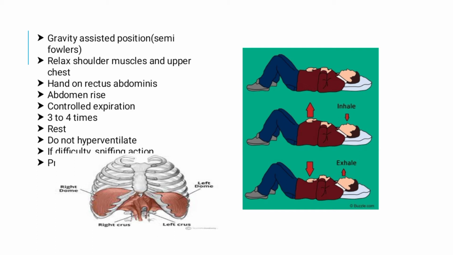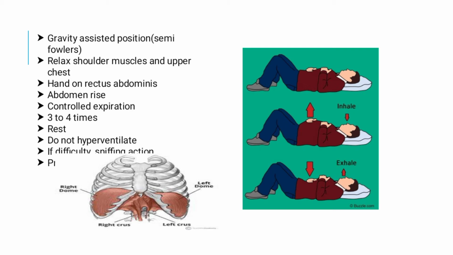Initially, when you start with this, the patient won't be aware or won't be able to do this with the diaphragm. Later on, as the therapy session progresses, the patient will be able to control the diaphragmatic movement. So this will happen. As a progression, when you attain this in the semi-Fowler's position, you can progress this. So how do we progress? The first thing is positional change.